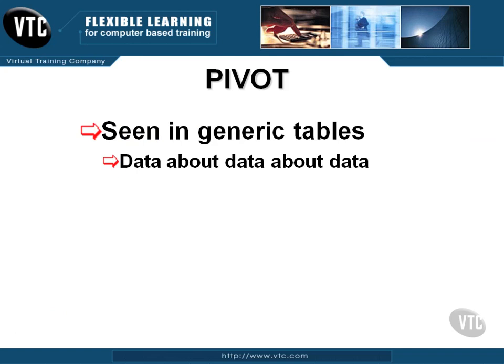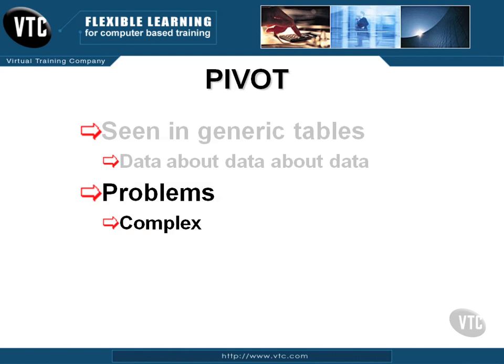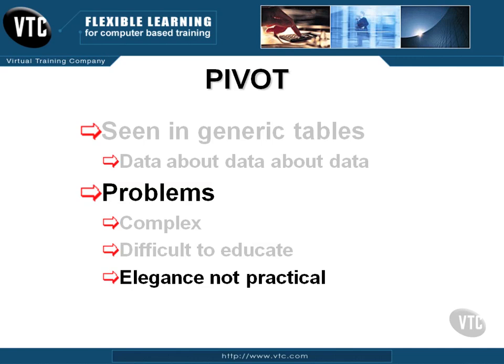I've seen pivot commands used in generic tables and also custom written pivot commands, quite often with generic tables in generic databases where you have the data about the data about the data, where the field names and the table names are stored in tables and information is manipulated and then reinterpreted. It gets really complicated. These types of structures can cause some complex problems, and it's difficult to educate people when hiring new people, and it's more elegance rather than practical.